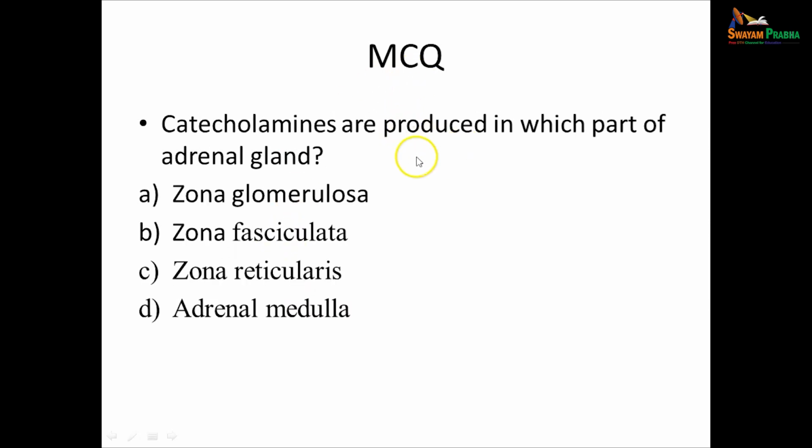Catecholamines are produced in which part of the adrenal gland? The zona glomerulosa, fasciculata and reticularis belong to the cortex. The catecholamines are secreted in the adrenal medulla.